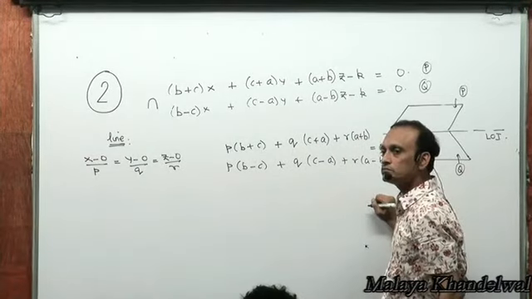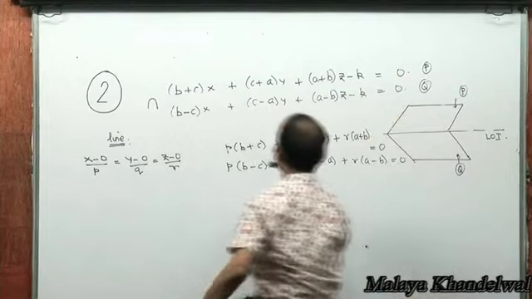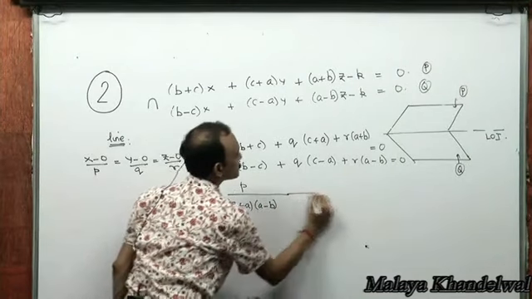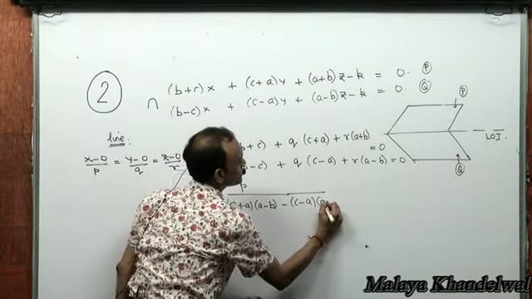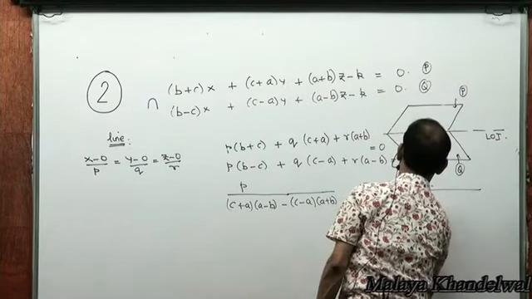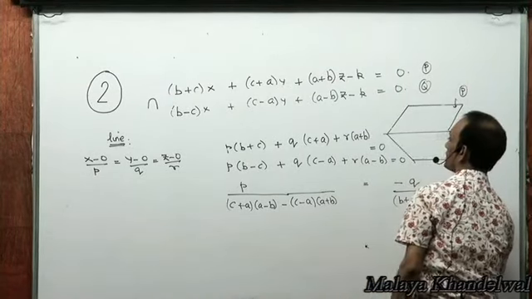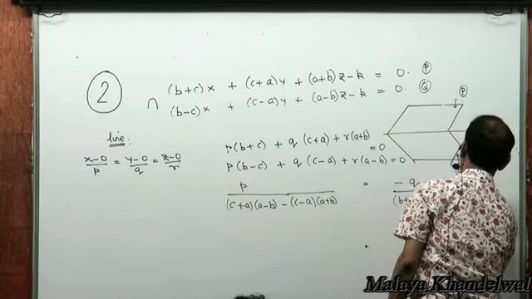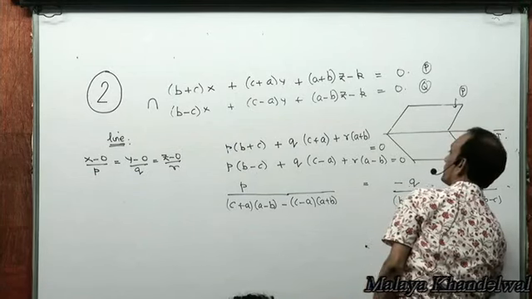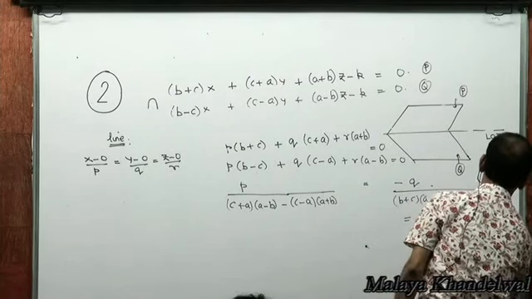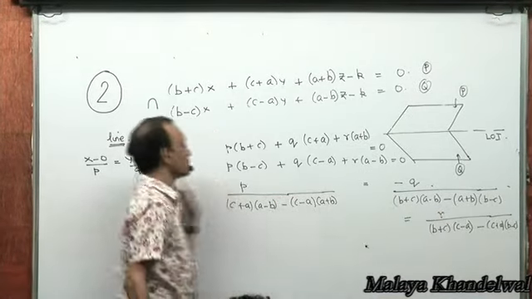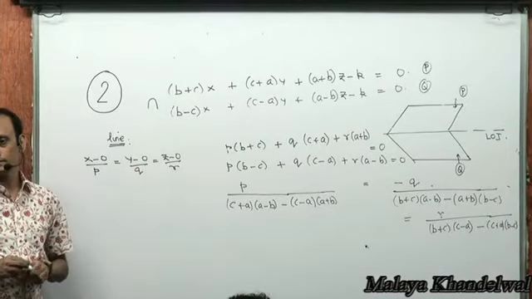How do I find P, Q, R? Cross multiplication. P by [(C plus A) into (A minus B) minus (C minus A) into (A plus B)] is minus Q divided by [(B plus C) into (A minus B) minus (A plus B) into (B minus C)], right, equals R divided by [(B plus C) into (C minus A) minus (C plus A) into (B minus C)]. And then I can take P as this, Q as minus of this, R as this and plug into this. That will give me the required equation of the line.